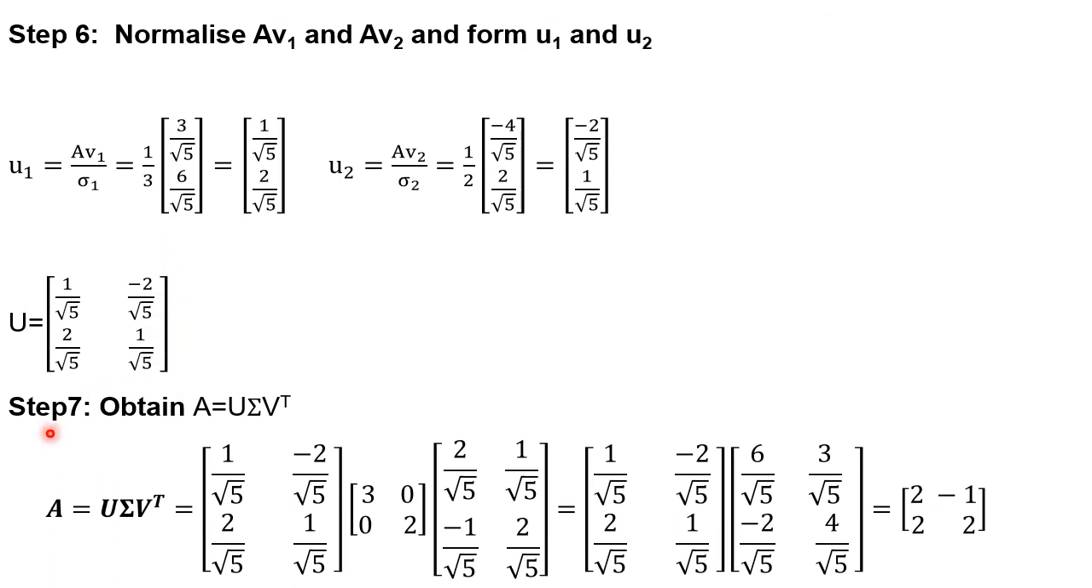So the final step is to obtain A using the formula U sigma V transpose. A equal to U sigma V transpose is given by this U matrix, this sigma matrix, and this V transpose matrix. When we multiply, we get [2, -1; 2, 2], that is matrix A.